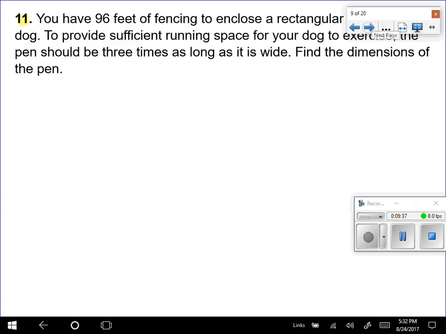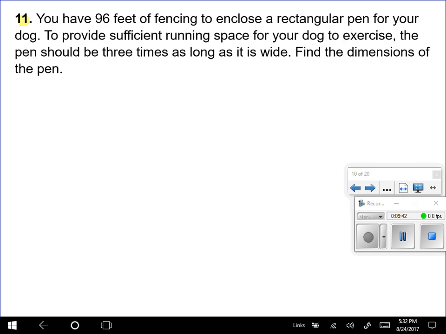The last thing we're going to do is look at a story problem here. I didn't do a story problem example yesterday, so I wanted to make sure I did one today. You have 96 feet of fencing to enclose a rectangular pen for your dog. To provide sufficient running space for your dog to exercise, the pen should be 3 times as long as it is wide. It says find the dimensions of the pen. So I'm going to draw a picture. Drawing pictures is really good practice, okay?